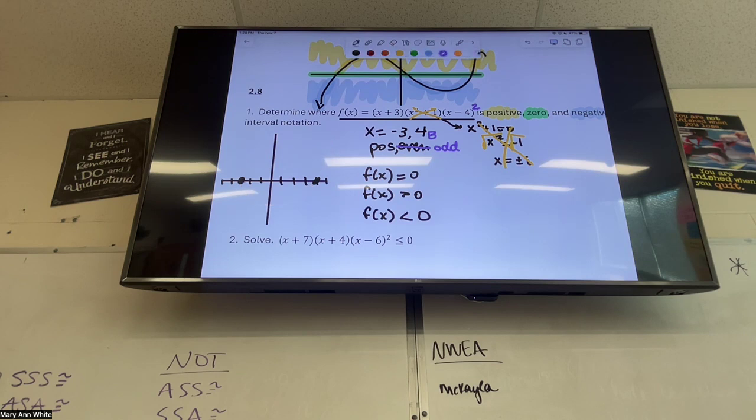So now positive odd, what does positive odd look like? For you, it looks like this. Starts low and ends high. Starts low, ends high. Disco man. Okay. Starts low, cross, bounce, ends high.